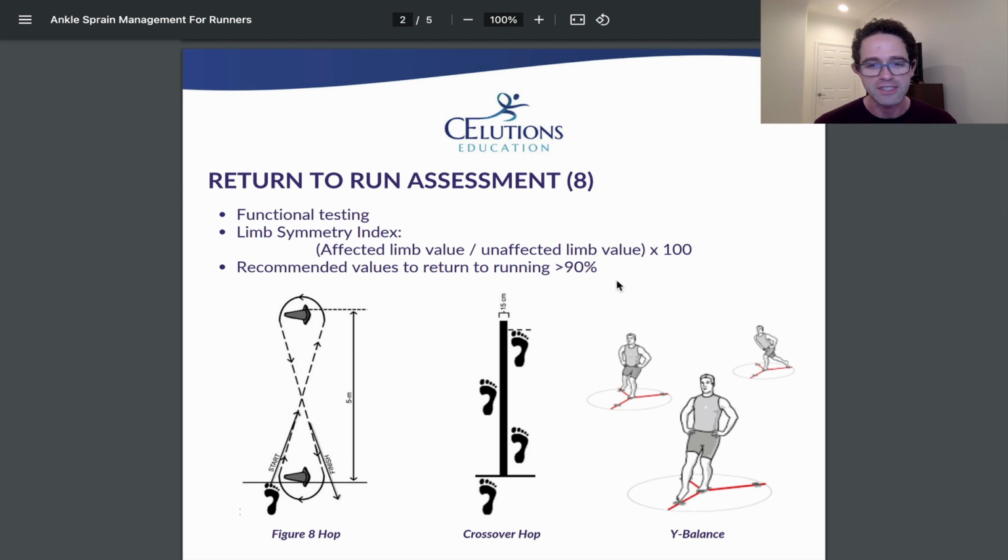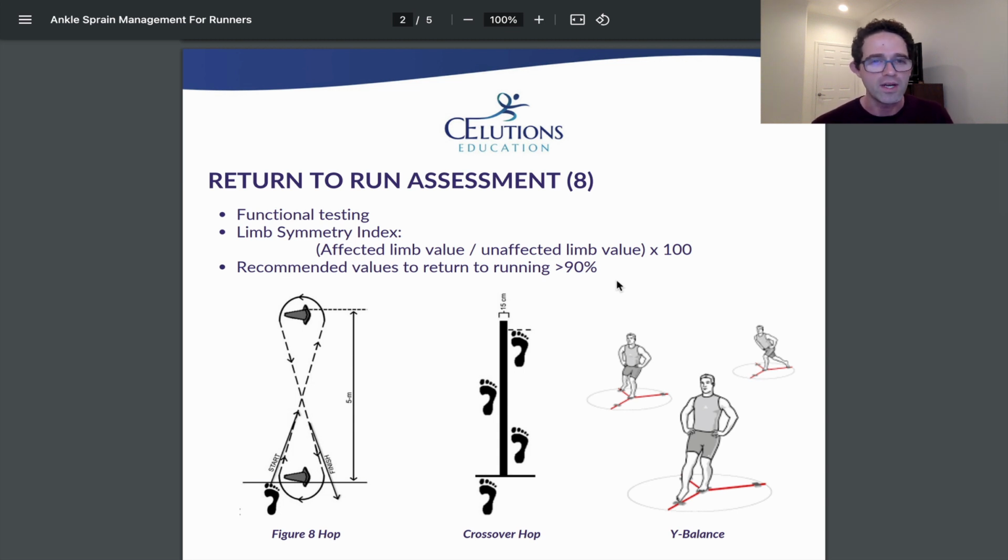Another really good functional test to use is the crossover hop. So the patient starts at the bottom left, they're going to hop over a line, back over the other side, back over the other side. We're going to measure distance here, and we're going to instruct them to jump as far as they can. And again, you're going to take that distance and you're going to calculate your LSI, the affected limb divided by the unaffected limb value times 100, and then we're going to determine if that is 90% of the other side.